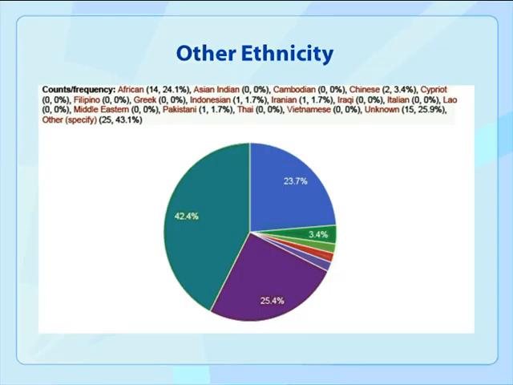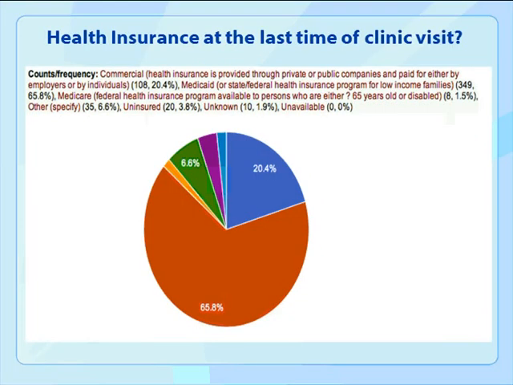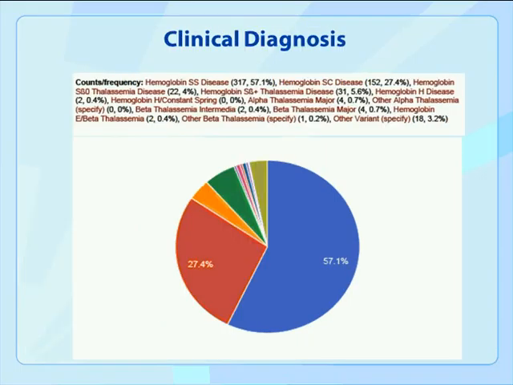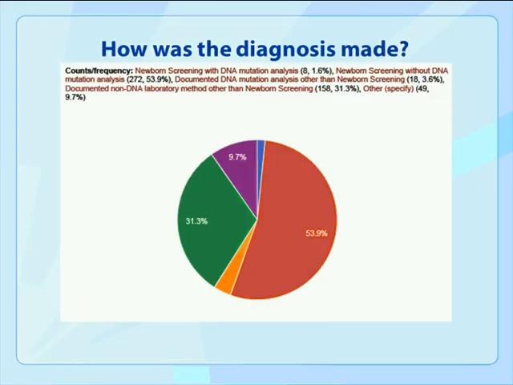Another one with the ethnicity. Next slide. And it shows how we obtain the patient's information, health information. Next slide. And their place of birth. Next slide. So basically, the next couple of slides just illustrate the different things that we're able to extract from using our database.